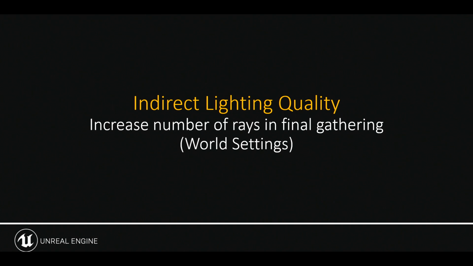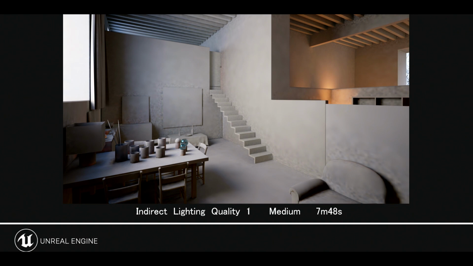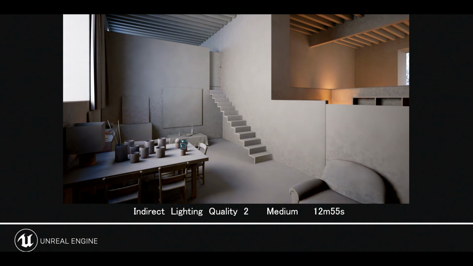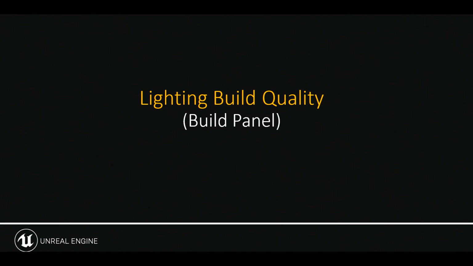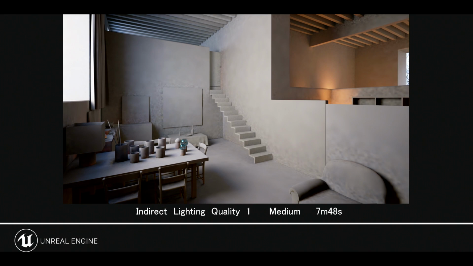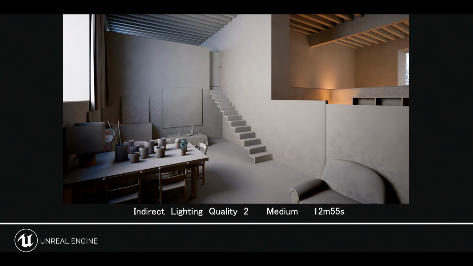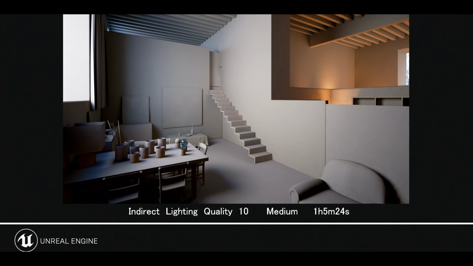Indirect lighting quality. So basically, it's increasing the number of rays for the final gathering. So this is with a building time set to medium. Going back again, by default, it's 1. You can see it get rid of most of the noise. But of course, you can see also that it takes a lot more time.